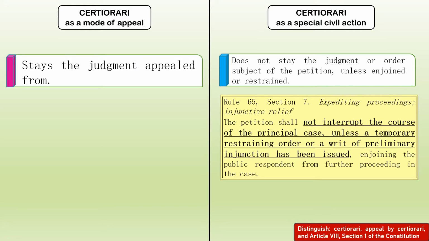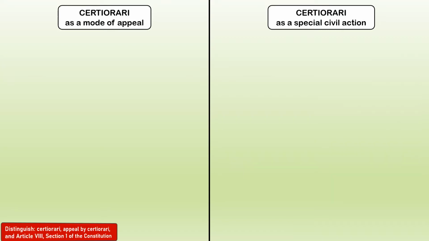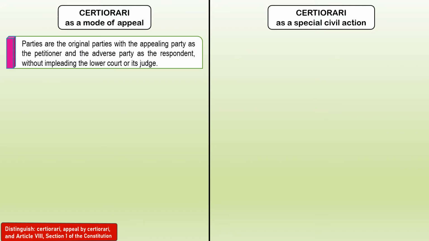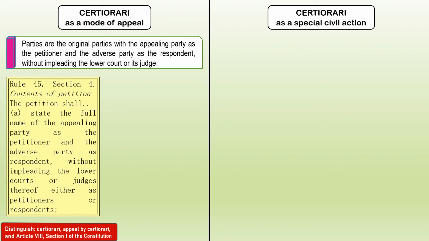If you file your appeal by certiorari, the effect is it will stay the judgment appealed from. Who are the parties? In your Rule 45, the parties are the original parties with the appealing party as the petitioner and the adverse party as the respondent, without impleading the lower court or its judge. That is very clear according to your Section 4 of Rule 45. How about in Rule 65?